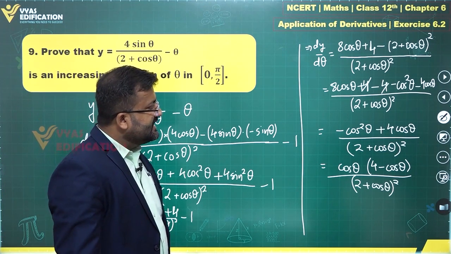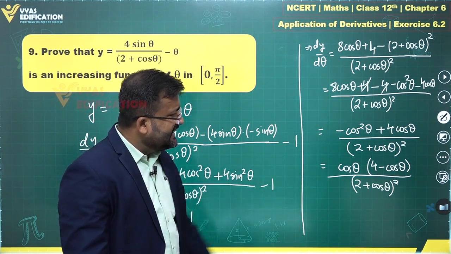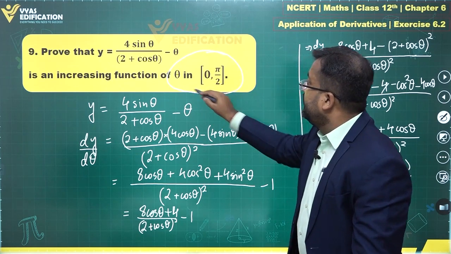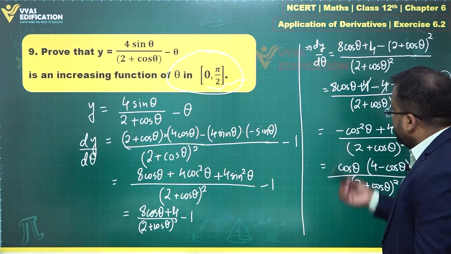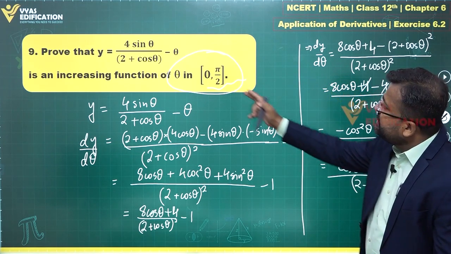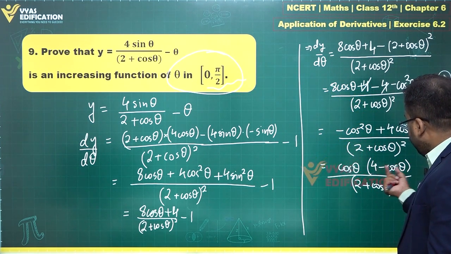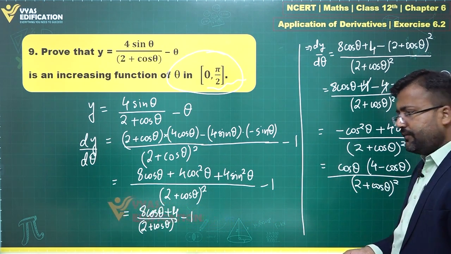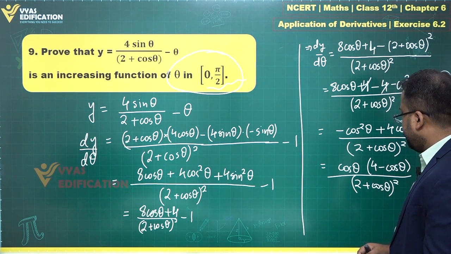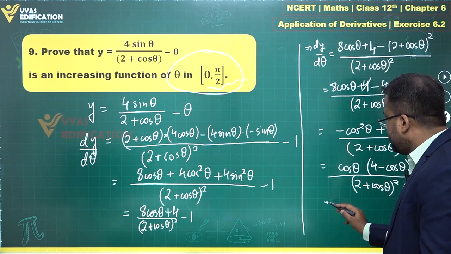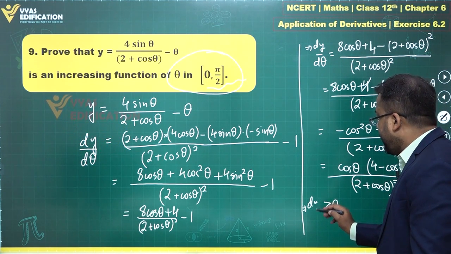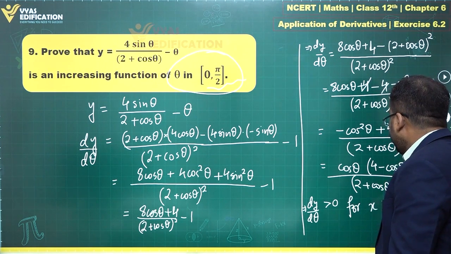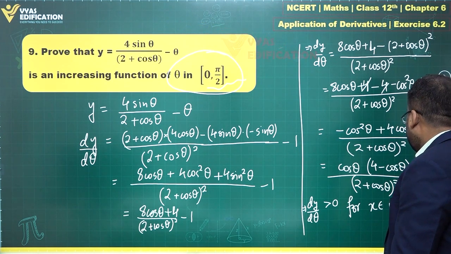Now, can you analyze the signs of these terms? Let's analyze the sign for this particular interval, theta in 0 comma pi by 2. Observe that cos theta is between 0 and 1, so this will be positive. This 4 minus cos theta will also be positive. 2 plus cos theta is also positive anyhow, that's not an issue. So this is positive, this is positive, this is positive, so this is greater than 0. This tells me that dy upon d theta is greater than 0 for theta belonging to 0 comma pi by 2 in this interval. Yes?